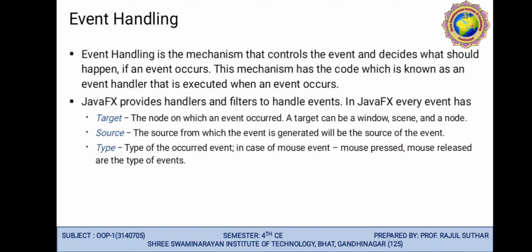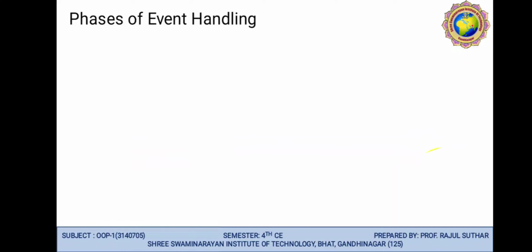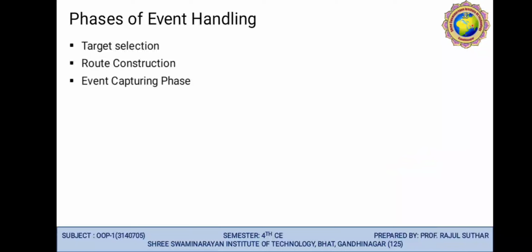So what do you mean by target? The target is nothing but the node on which an event occurred. A target can be a window, a scene or a node. What is the source? The source from which the event is generated is the source of an event. The type of an occurred event, in the case of a mouse event, is mouse pressed or mouse released; those are the types of events. Phases of event handling: target selection, route construction, event capturing phase, event bubbling phase.